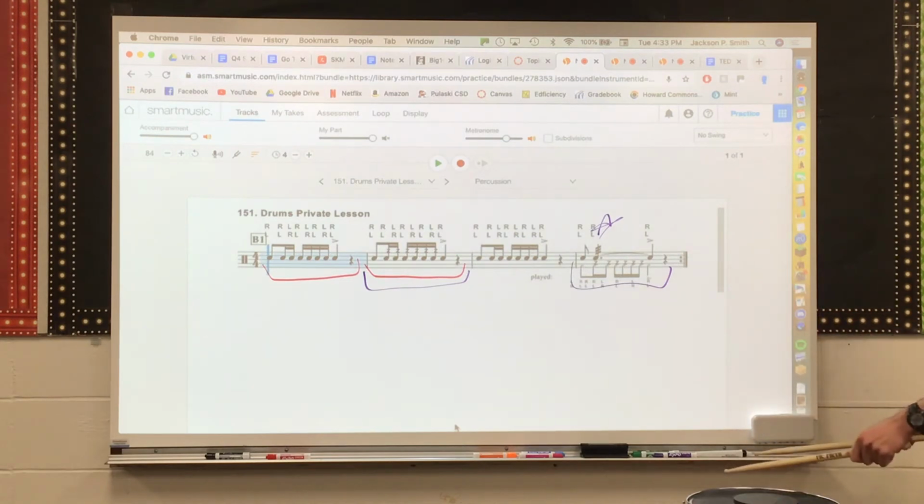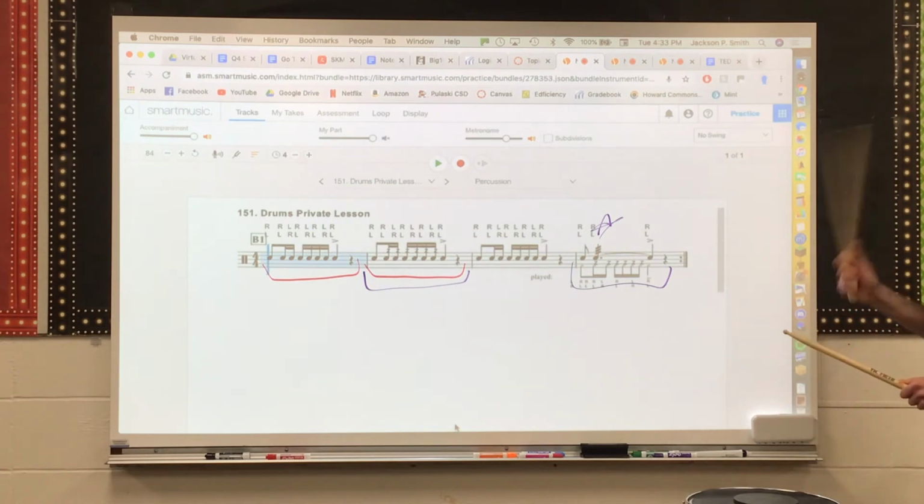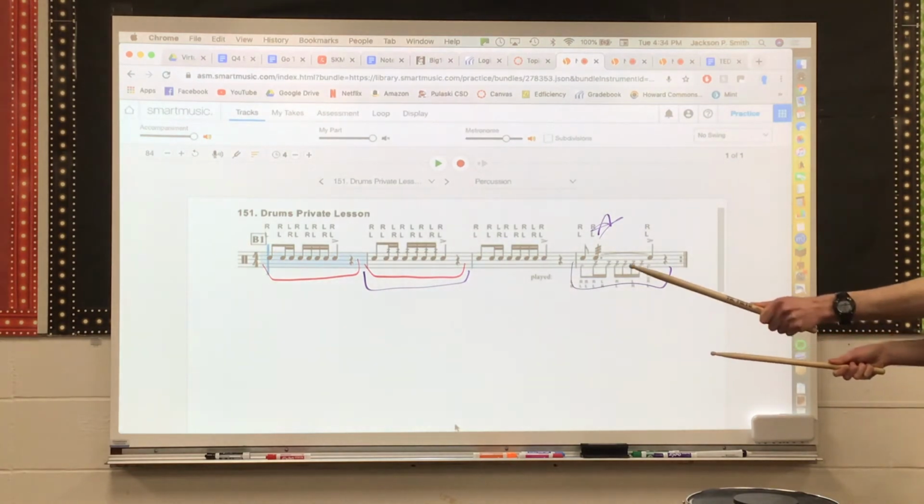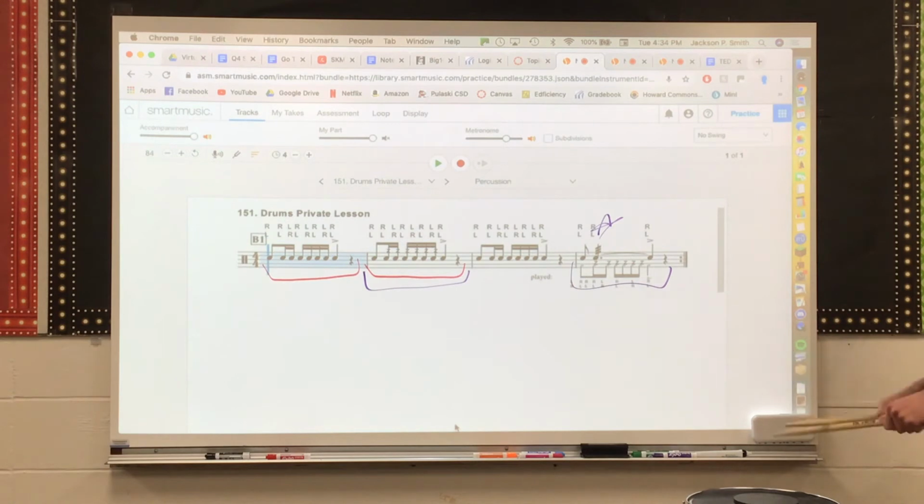Try it with me, just those first 2 measures. Measure 1, measure 2. Ready, beginning. 1, 2, and 3, 4. And 1, and 2, and 3, 4. Let's try the whole thing. First time through right hand lead, second time through left hand lead. 1 and 2, beginning and go.